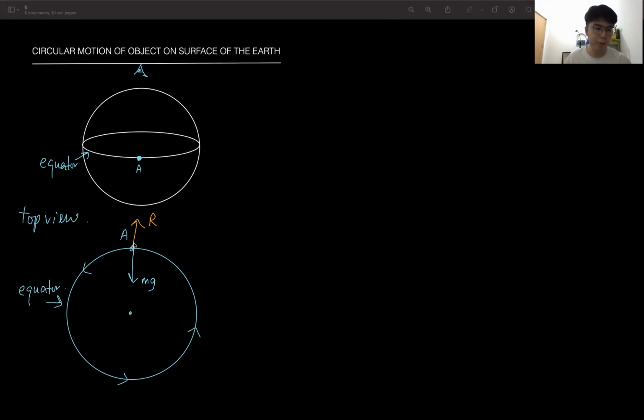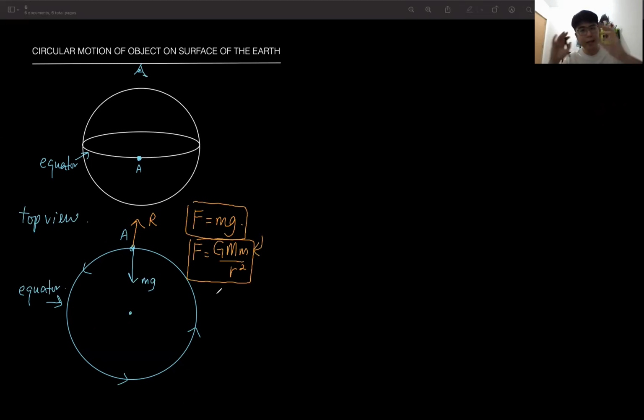That is for rotation on the surface. But now this mg, the gravitational force, sometimes if they give you the mg, it can be expressed as mg, or sometimes you will see this as GMm over r squared. This is another formula for gravity. This one we'll discuss more in the coming lessons, gravitational force. Sometimes you see this is also the gravitational force.